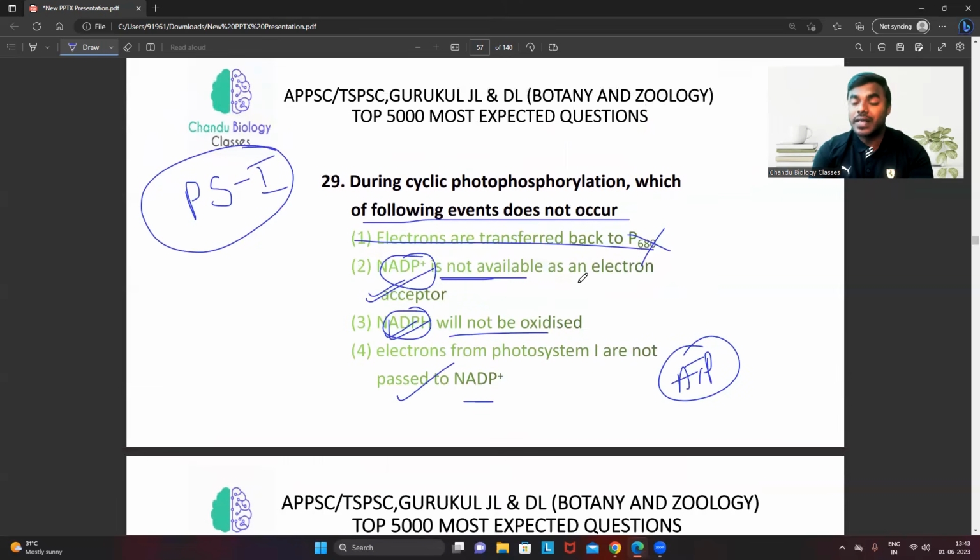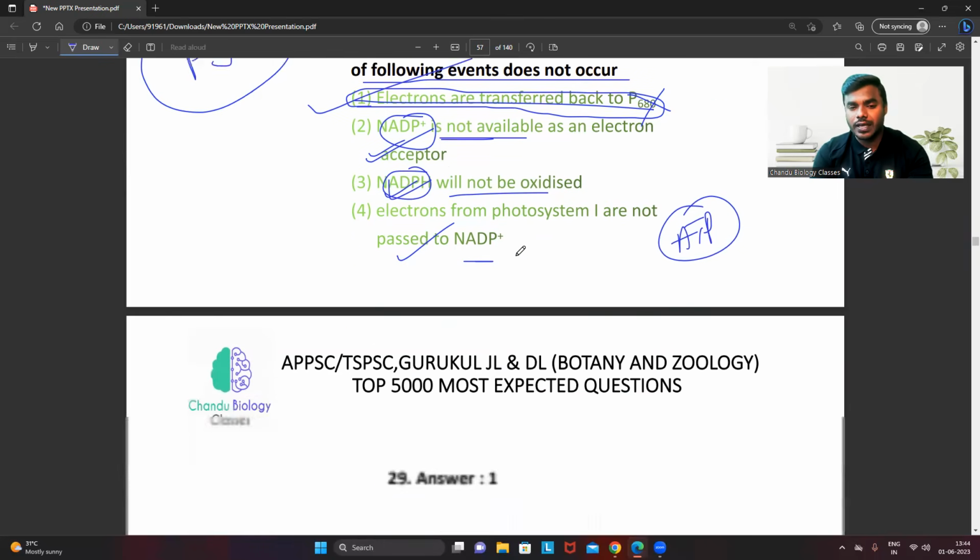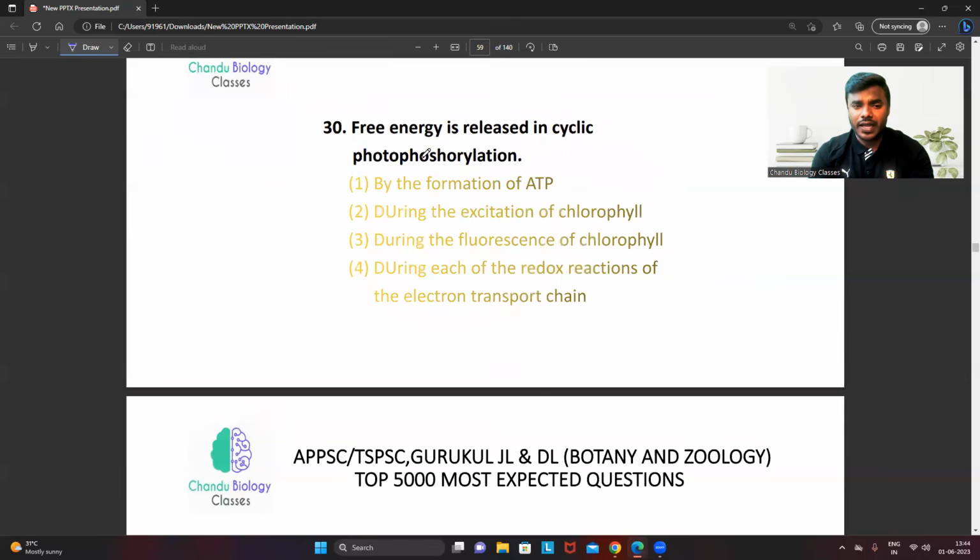Hence, what is the event that does not occur? Electrons are never transferred back to P680. This will be the correct answer. See, most of the students will get confused here. Always remember the differences between cyclic and non-cyclic. Then you can answer the question very easily. Question number 30. Free energy is released in the cyclic photophosphorylation. This is also a very important question, friends.